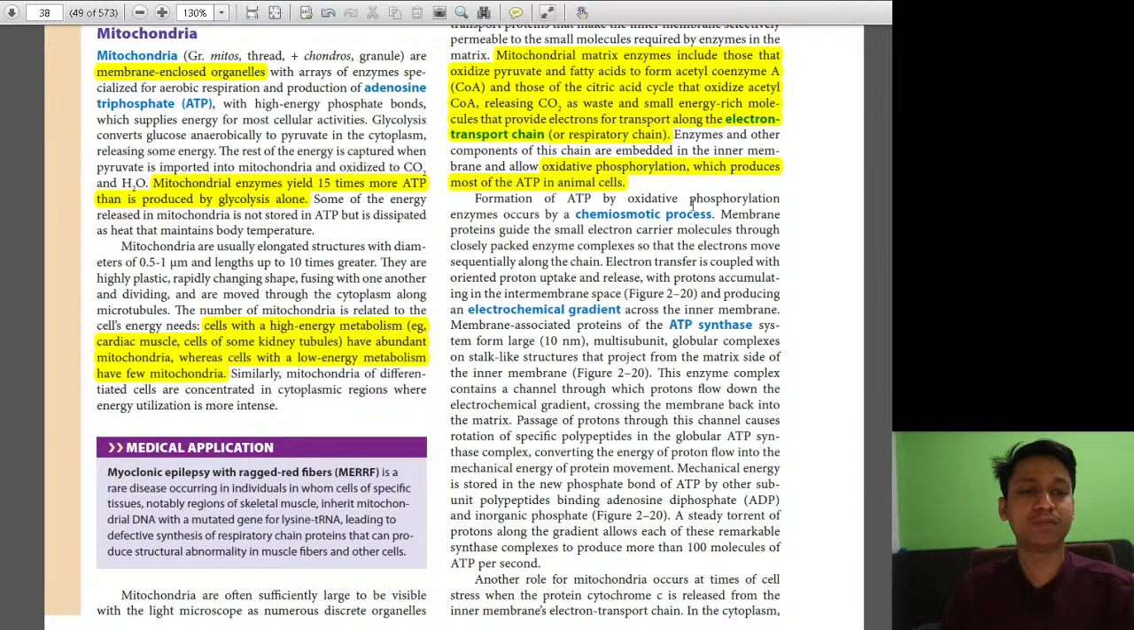Formation of ATP by oxidative phosphorylation enzymes occurs by a chemiosmotic process. It's a chemiosmotic process, meaning chemically regulated.